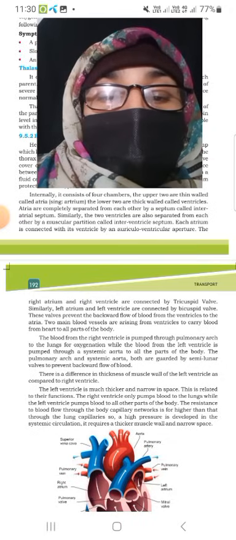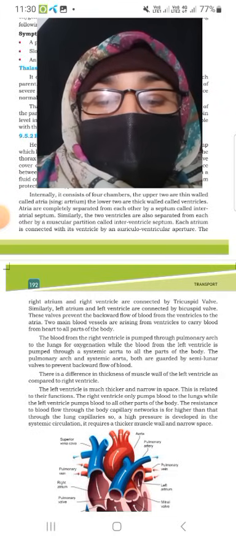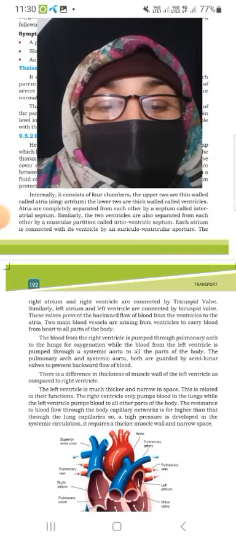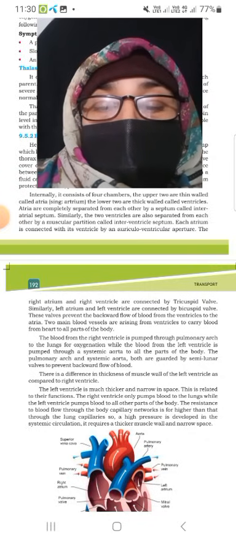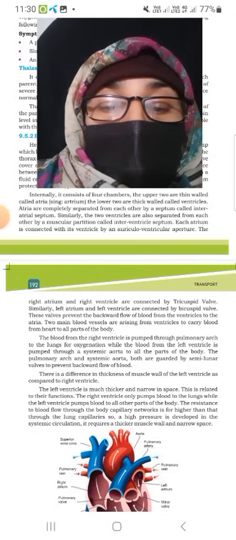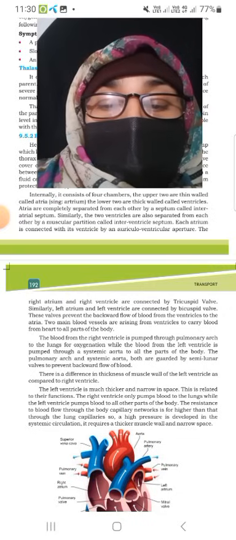The right atrium and the right ventricle are connected by the tricuspid valve. Similarly, the left atrium and the left ventricle are connected by the bicuspid valve, the mitral valve.